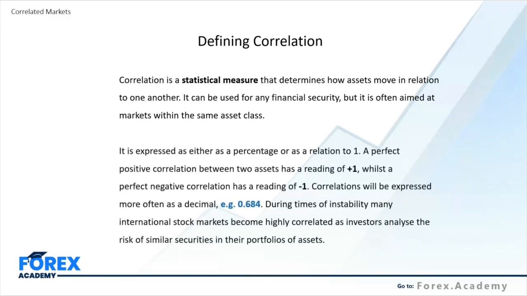It is expressed as either a percentage or as a relation to one. A perfect positive correlation between two assets has a reading of +1, whilst a perfect negative correlation has a reading of -1. Correlations will be expressed more often as a decimal, for example, as 0.684. During times of instability, many international stock markets become highly correlated as investors analyze the risk of similar securities in their portfolios.